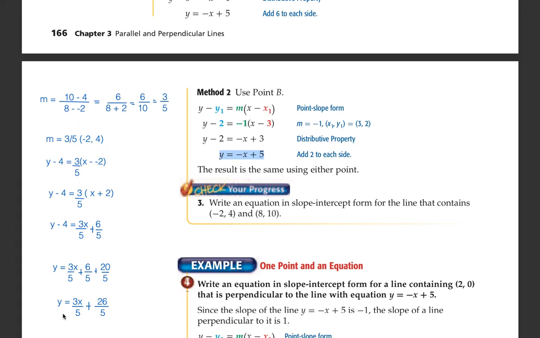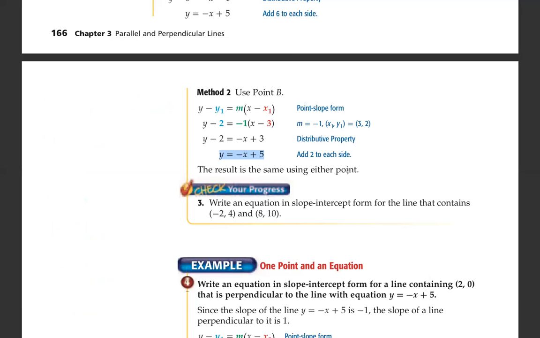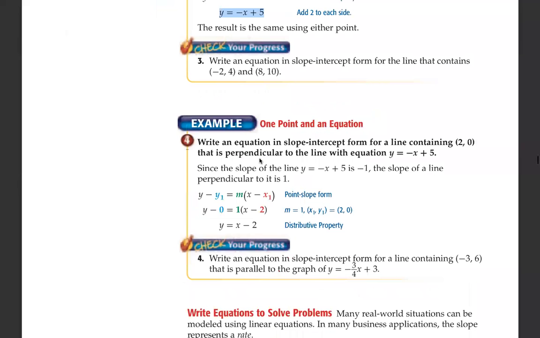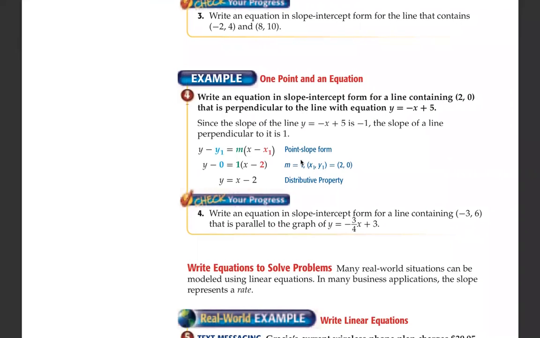Now the next one is writing an equation of the line if you're given a line and 1 point, or another equation and 1 point. For example here, write an equation in slope-intercept form for a line containing 2, 0 that is perpendicular to the line with equation y equals negative x plus 5. We have to take note of those terms that are used. Perpendicular means the two lines are perpendicular.